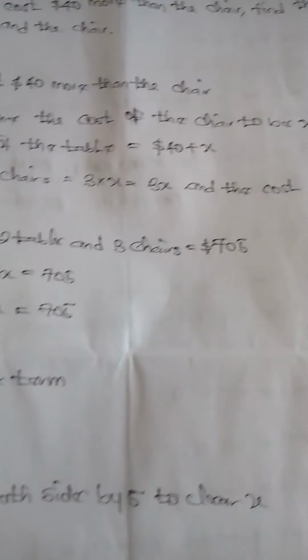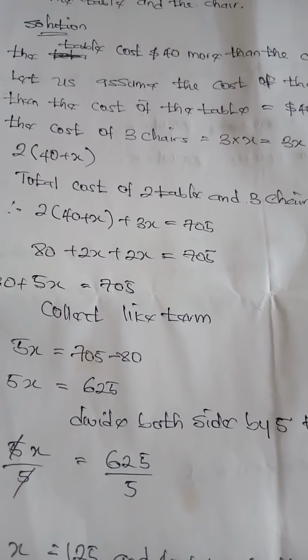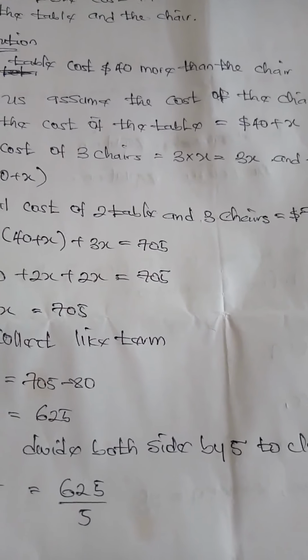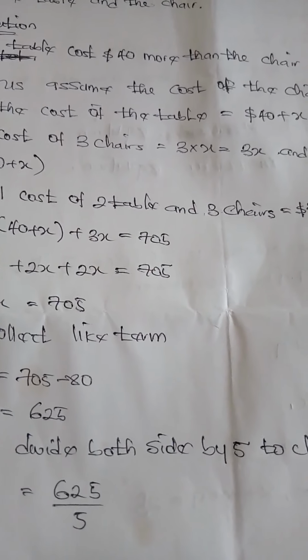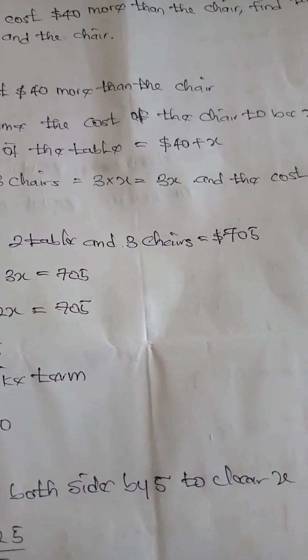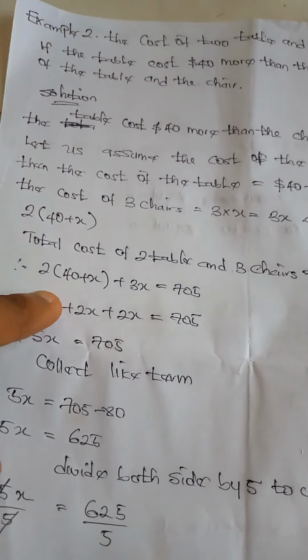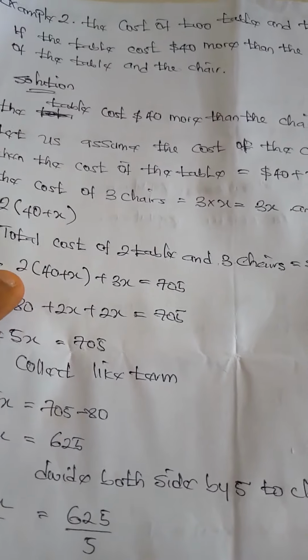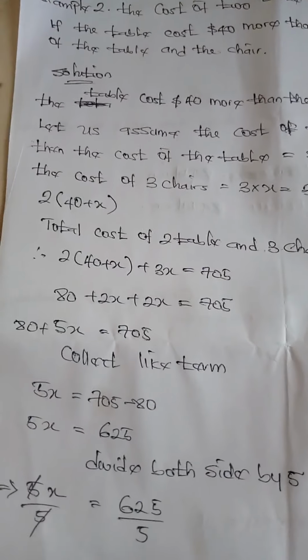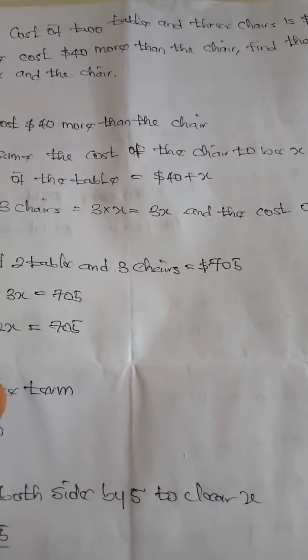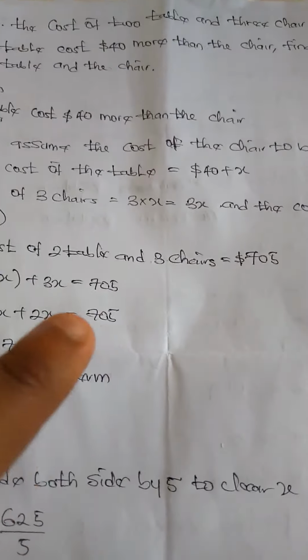The cost of 2 tables will be 2 into 40 plus x. That is our cost for our table here, 2 times 40 plus x, because we said 2 tables. And we said 3 chairs, so we have 3 times x at the front side there.